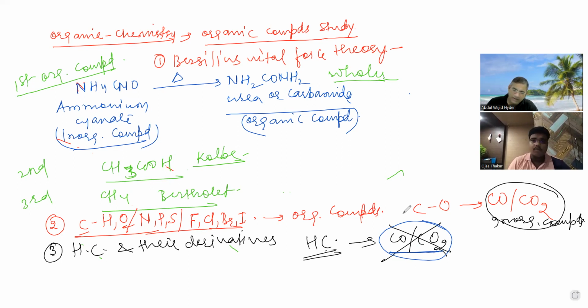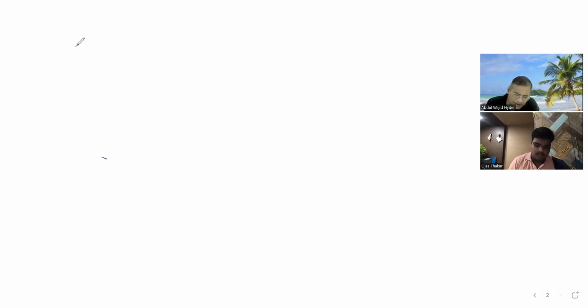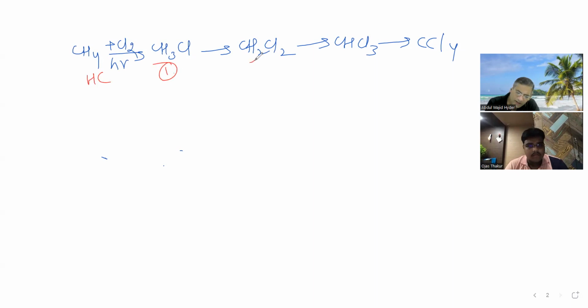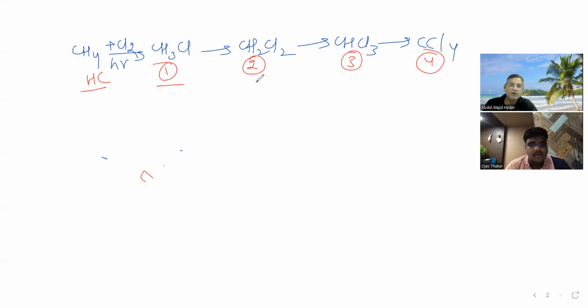Then after this, I did a reaction. In that reaction, one by one, we substituted hydrogen by halogen. In this way, we were getting CH3Cl, then CH2Cl2, then CHCl3, then CCl4. This is the hydrocarbon, and these 4 are derivatives. So these, the hydrocarbon and their derivatives, are called organic compounds.